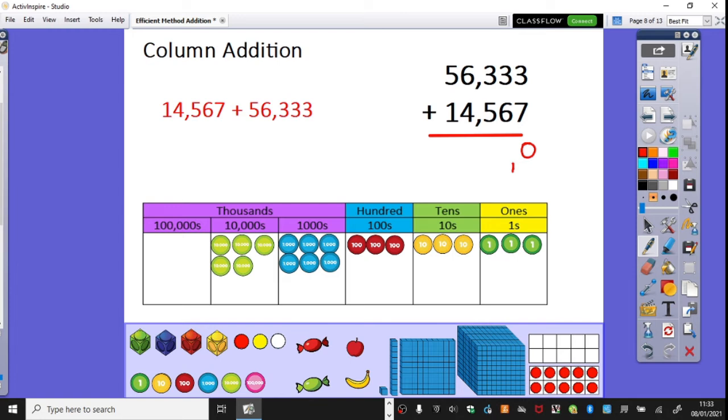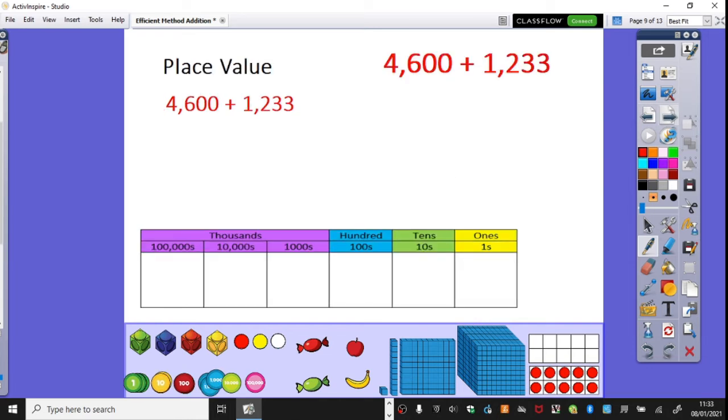3 tens add 6 tens is 9 tens, add another one is 10 tens. We've got 300 add 500 is 800, add another is 900. And 6,000 add 4,000 is again 10,000, so we carry over our 10,000. And 50,000 add 10,000 is 60,000, and another is 70,000. So actually for that one, because we are crossing place value boundaries and having to carry, using a column method is probably the most efficient for that one.